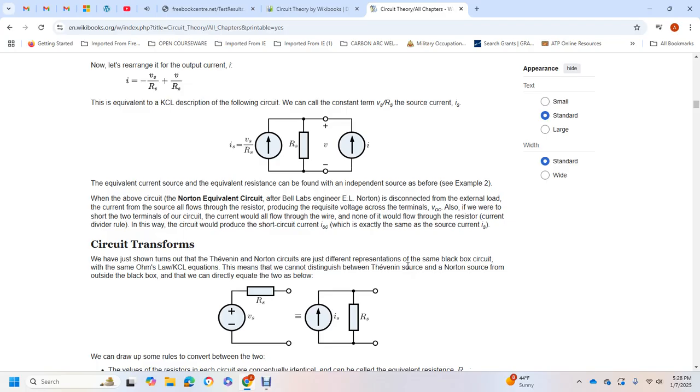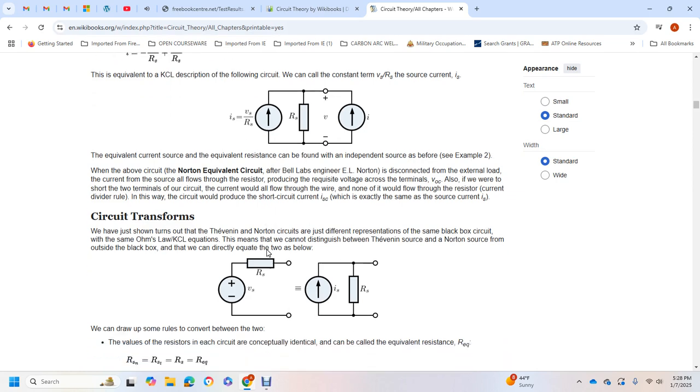I_S equals I_SC, exactly the same as the source current. Circuit transformations: the Thevenin and Norton circuits are different representations of the same black box circuit with the same Ohm's law and KCL equations. This means they cannot be distinguished, the Thevenin source from the Norton source, from outside the black box. We can directly equate the two as below.